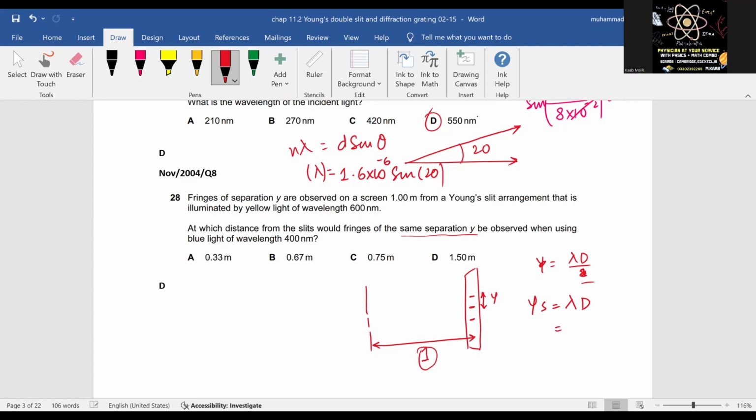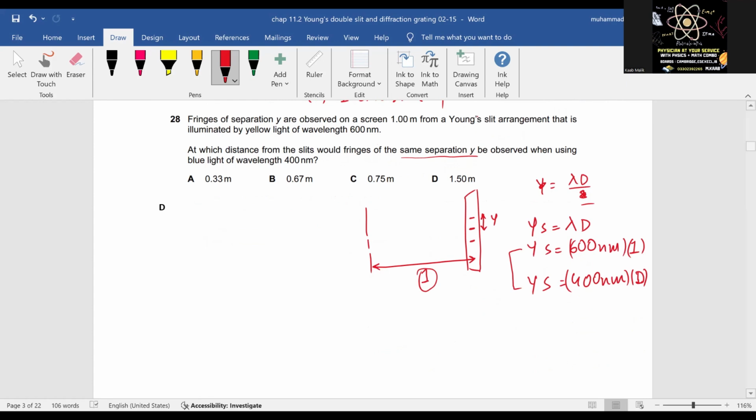So for one of the experiments we have 600 nanometer, I'm not converting it into meter, and it is at a distance of 1 meter. For the other case, we have 400 nanometer wavelength of light, and we don't know the separation between the slit and the screen. So you can equate both equations and solve them to get your answer.